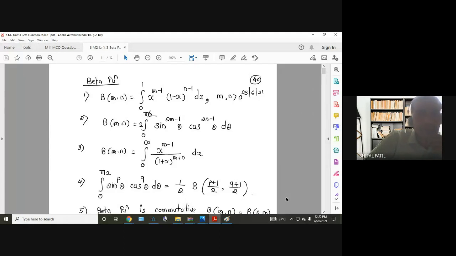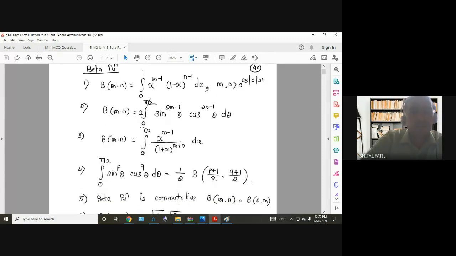In the previous lecture, we continued with the properties of beta function. These are the different properties of beta function. Beta function is written as integration from 0 to 1 x raised to m minus 1, 1 minus x raised to n minus 1 dx, where m and n are greater than 0. Then the beta function can be written in two different forms. So the second one is beta mn equal to 2 times integration from 0 to pi by 2 sin raised to 2m minus 1 theta cos raised to 2n minus 1 theta d theta.